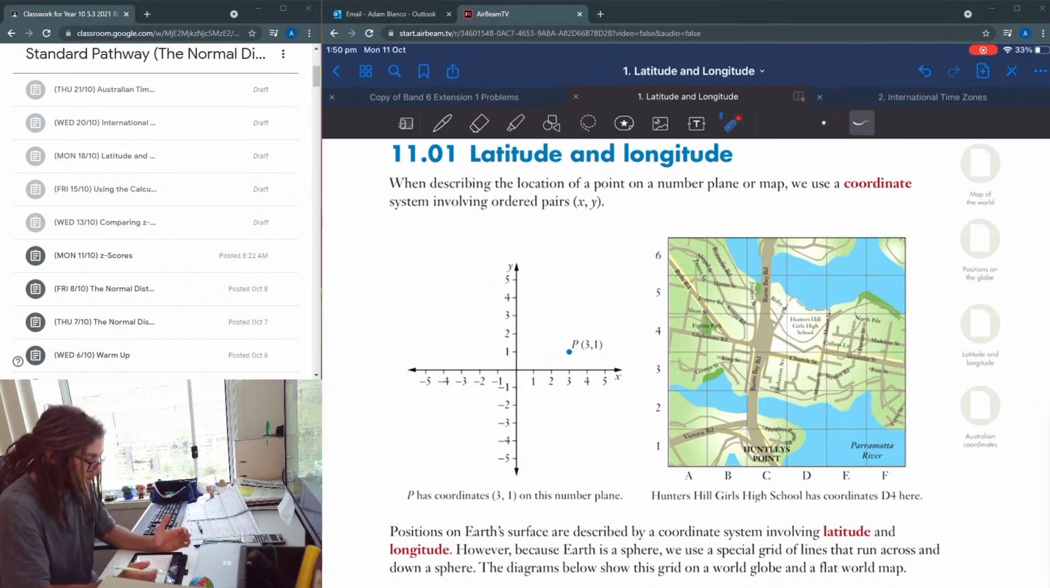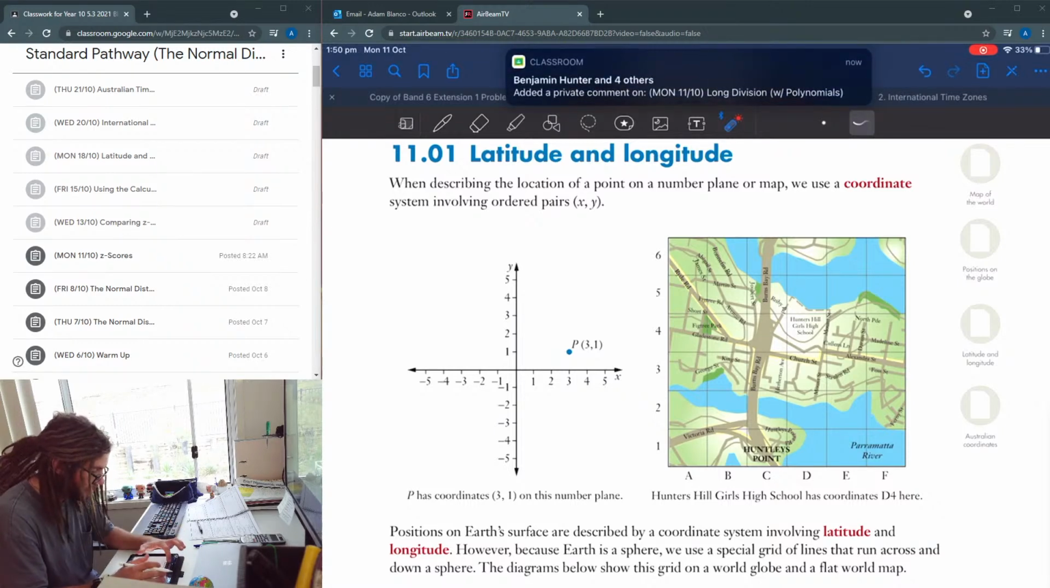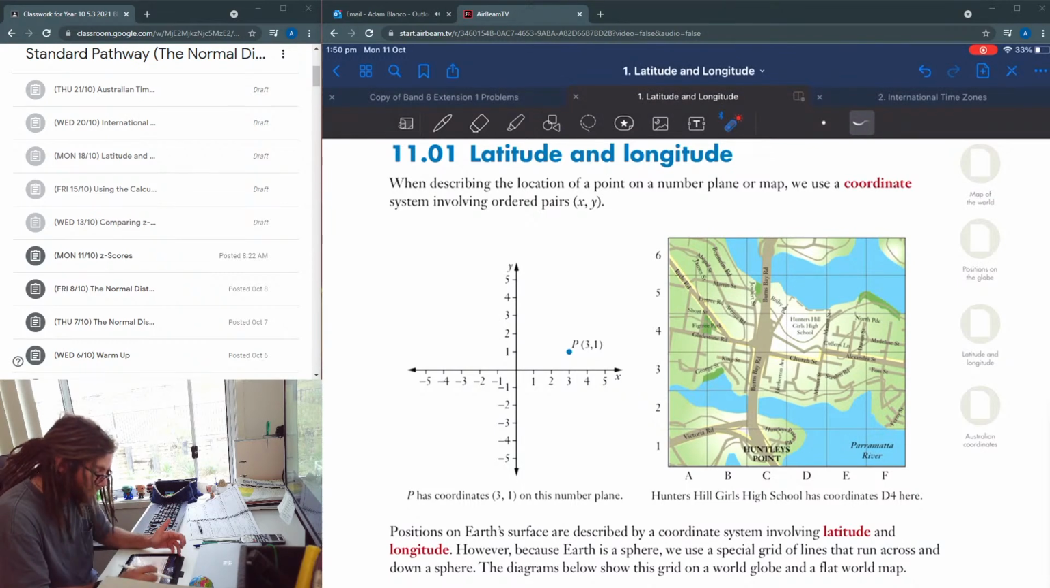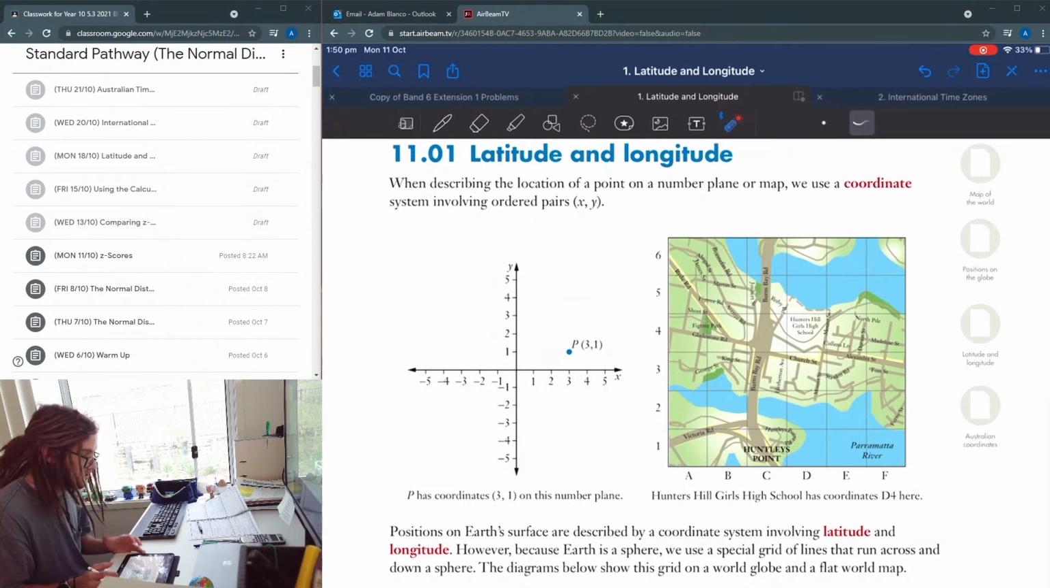Okay. You might be wondering what latitude and longitude has to do with the normal distribution, and nothing would be the answer to that. Hi Ben. Now the only reason we're doing this, and you'll also notice it's 11:01, and chapter 11 was the normal distribution, so like what the hell's going on?